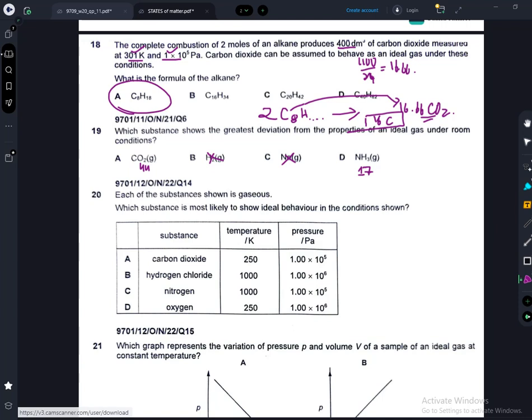You might say that carbon dioxide will deviate most because it has a greater Mr. It will have more ID forces. But what if I say the same goes for NH3, but NH3 has a higher electronegativity difference, which leads to stronger intermolecular forces, which means that D is our right answer.